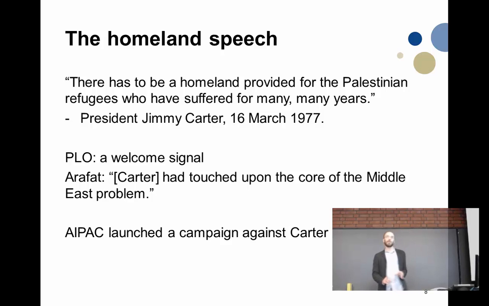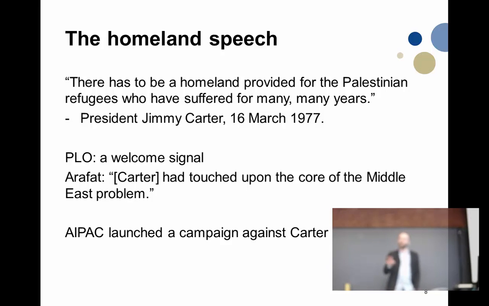And the most famous such public declaration that appealed to the Palestinians and sort of warned Israel that this was on the agenda was the so-called Homeland speech. Now, the Homeland speech was not really a speech. The speech was about something completely different, but there was a questions and answers session, and somebody asked about the Middle East. And Carter made this very famous quote: "There has to be a homeland provided for the Palestinian refugees who have suffered for many, many years." Now, two things to note here. Homeland is a very vague term. It doesn't say state. And it's still refugees who are suffering. So it's still sort of a humanitarian issue.